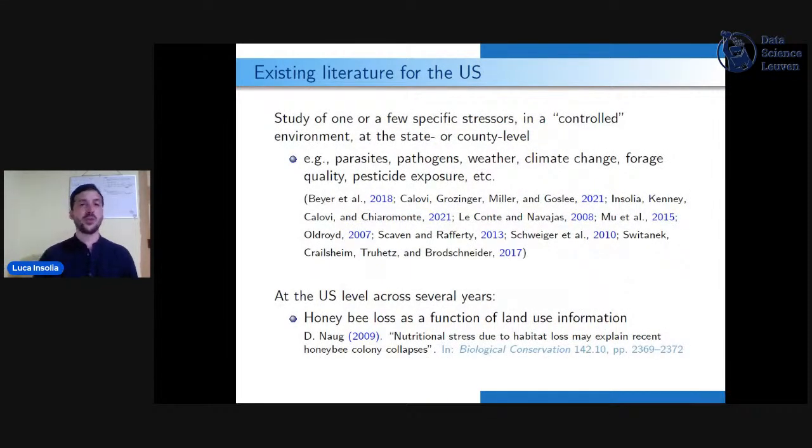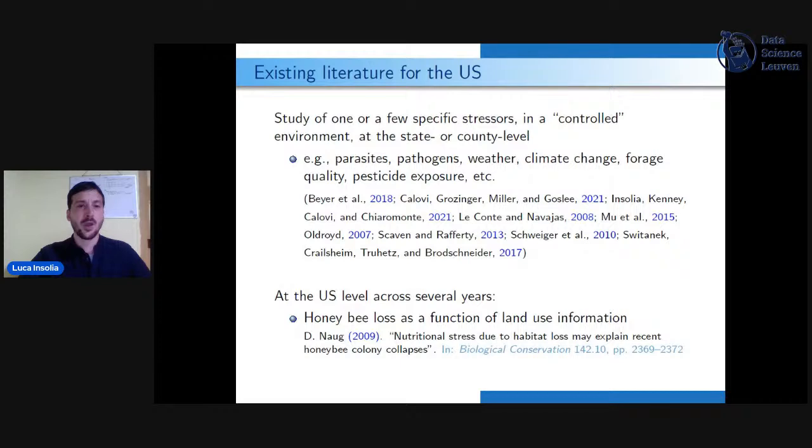For the US, there have been various studies which focused on one or only a very few specific stressors in isolation from others. They typically focused on very small regions, such as single states or even counties in the US, and for limited time frames. To our knowledge, the only study investigating honeybee loss over the entire US territory and across several years was this paper from 2009. However, only land use information was used as a stressor in that model.